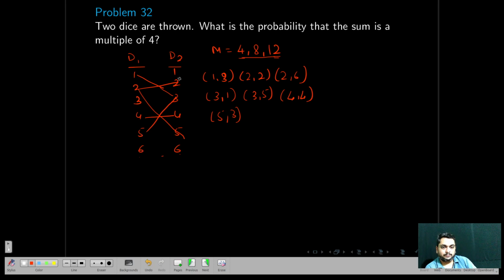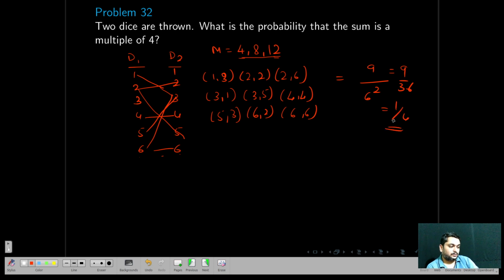6, 1 is not possible. 6, 2 is possible. Then 6, 3 not possible, 6, 4 no, 6, 5 is 11, 6, 6 is 12, this is possible. So now it is done. How many possible combinations are there? Outcomes are 6 square. Out of this, 9, that is 9 by 36, equal to 1 by 4. Okay.